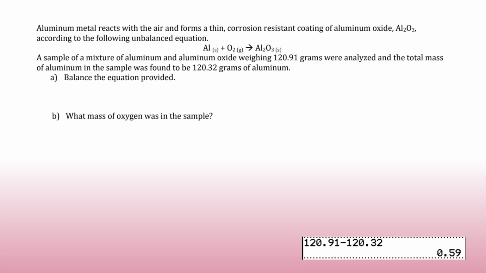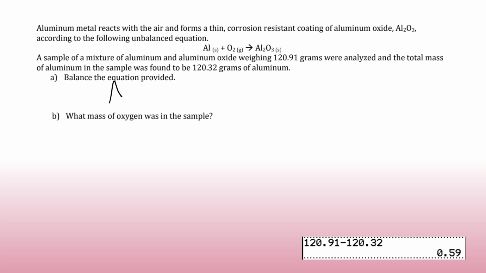In fact, sometimes a part of a question, like part A, for example, of a 12-part question, can be to get the right coefficients. So it could be an easy one. Example: a mixture of aluminum and aluminum oxide weighing 120.91 grams was analyzed, and the total mass of aluminum in the sample is found to be 120.32 grams of aluminum. Balance the equation provided. See, that's one question. It would say, what are the coefficients?